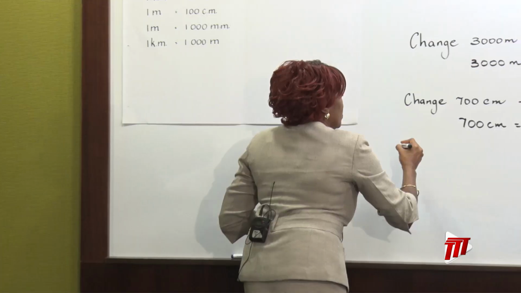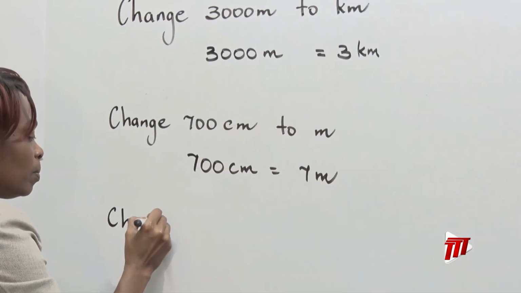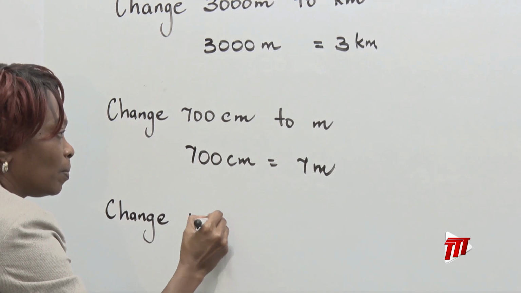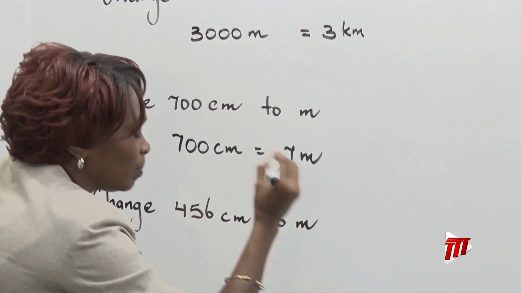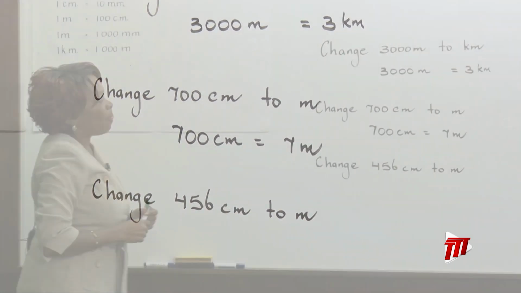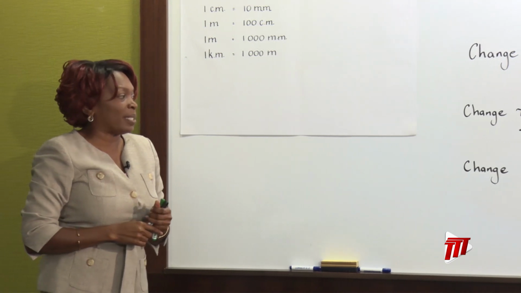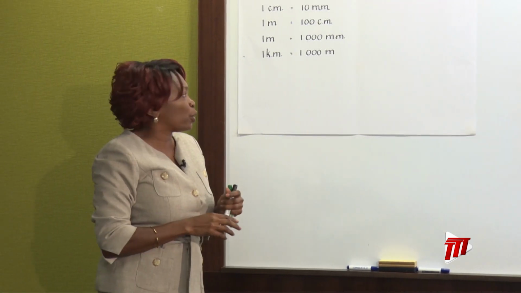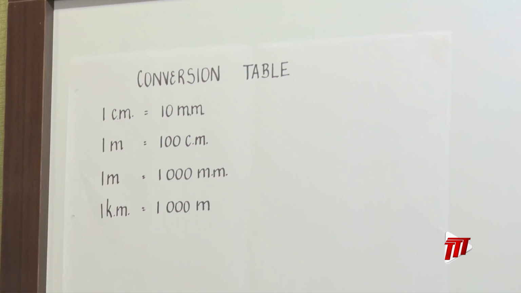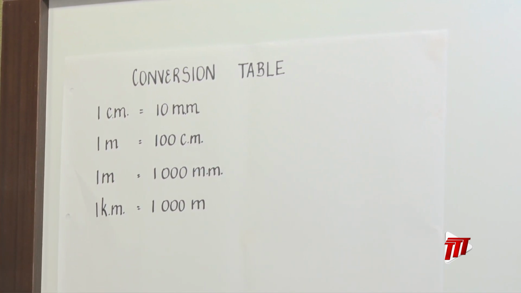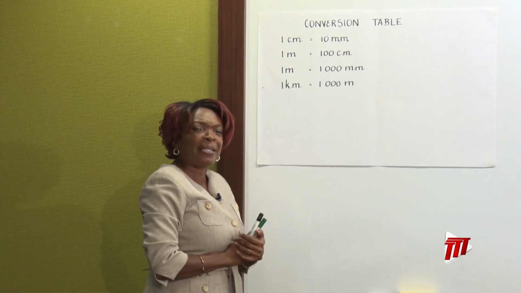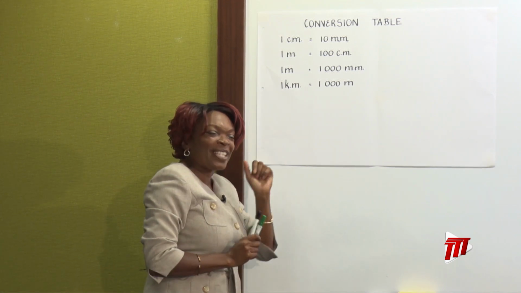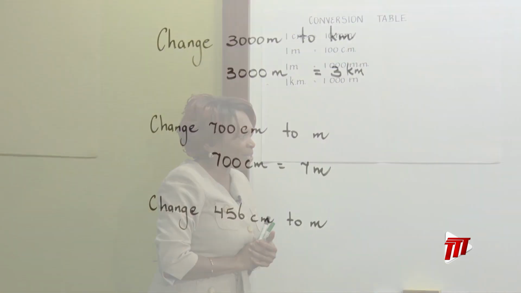And we'll do one more. All right. Change 456 centimeters to meters. Similar to number 2, we are looking at 1 meter is equal to 100 centimeters, and when we reverse it, 100 centimeters is equal to 1 meter. 456 centimeters to meters. Interesting. This is a challenging one. What are we going to get?